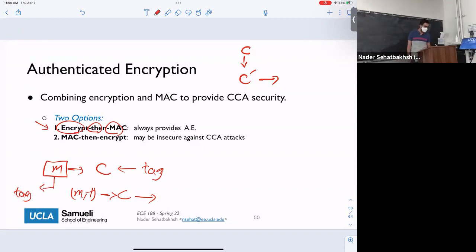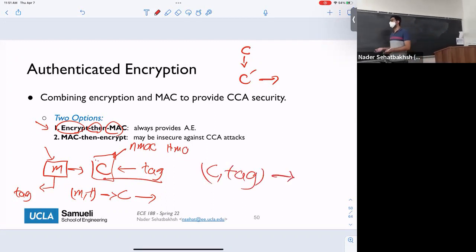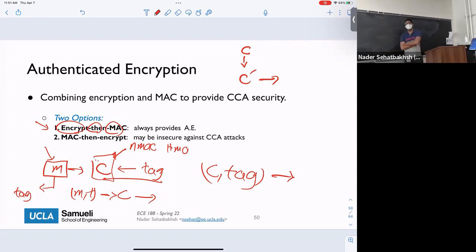So I use, for example, AES or RSA or whatever other algorithm I want for the encryption. I get my C, then I use the nested MAC or HMAC. So I use NMAC or HMAC to create the tag. And then I send the C and the tag to the receiver. This is what's called an AE, or authenticated encryption. It's guaranteed to be safe. The tag is for the C, right? Yeah, the tag is for this.